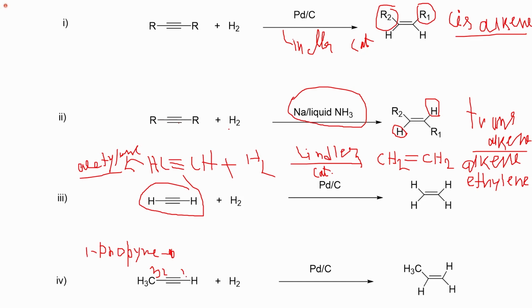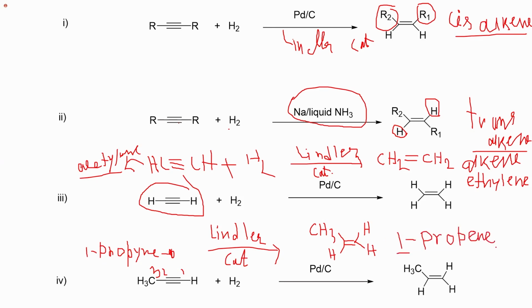Now 1-propyne in the presence of the Lindlar catalyst, what will happen? What will you get? CH3, CH double bond CH2, with hydrogens added. This is called 1-propene. If you start from 1-propyne, you end up getting 1-propene in the presence of the Lindlar catalyst.